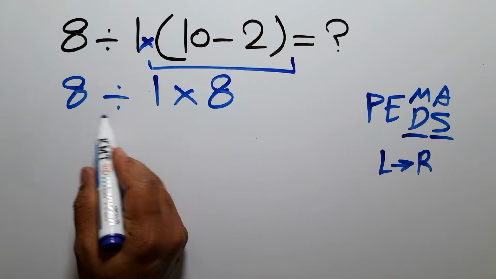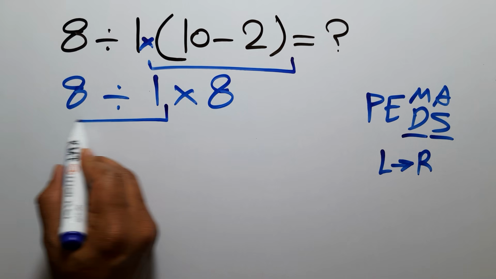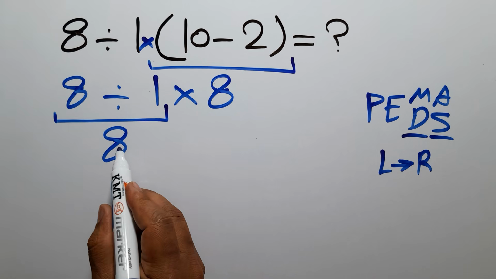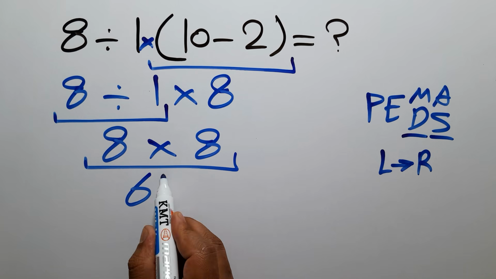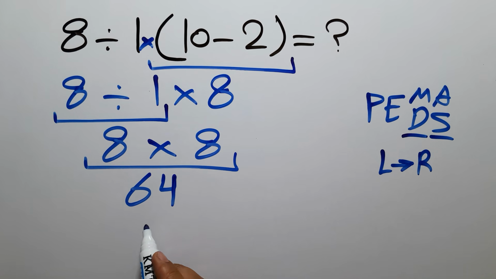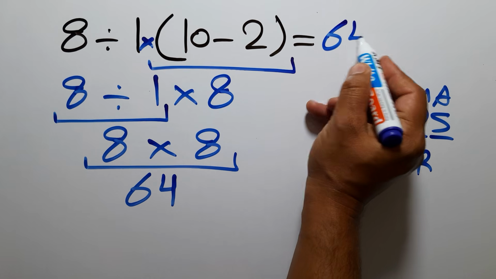So here first we have to do this division. 8 divided by 1 is just 8. So we have 8 times 8, which equals 64. And this is our final answer to this problem. The correct answer is 64.